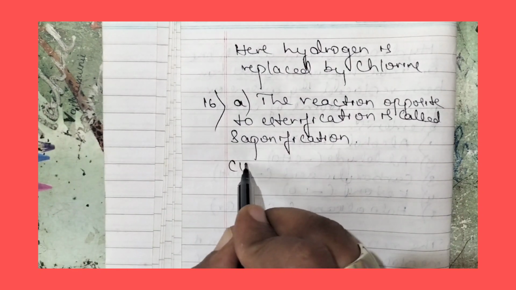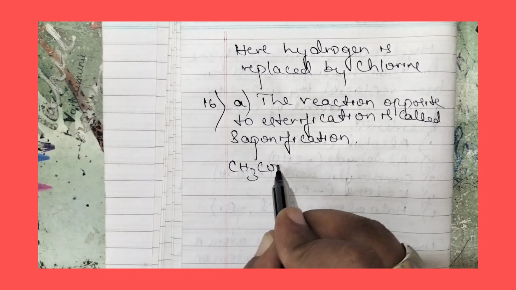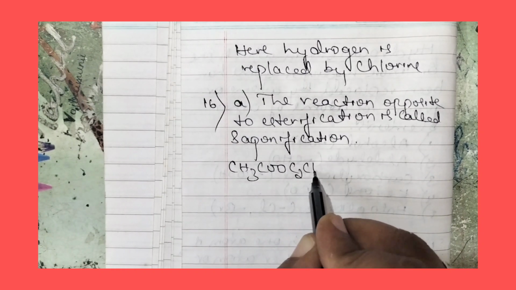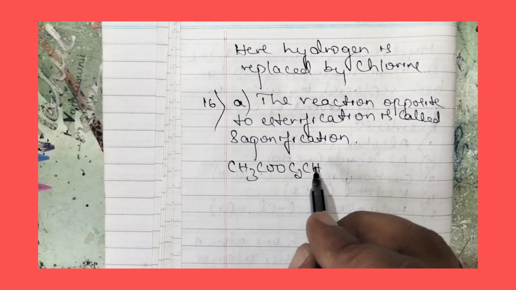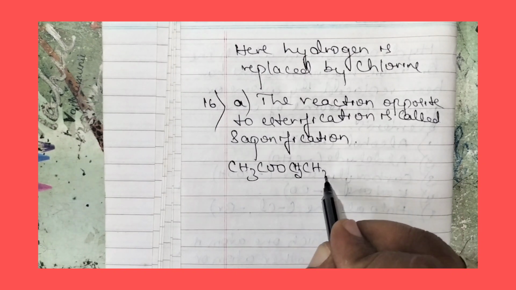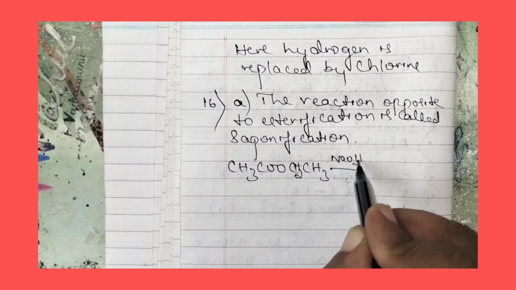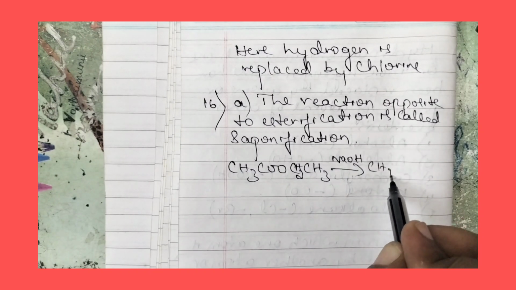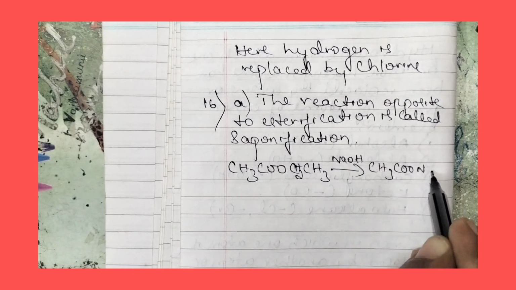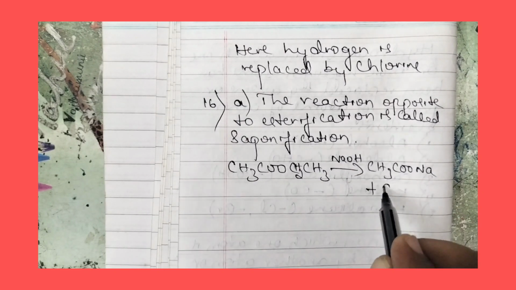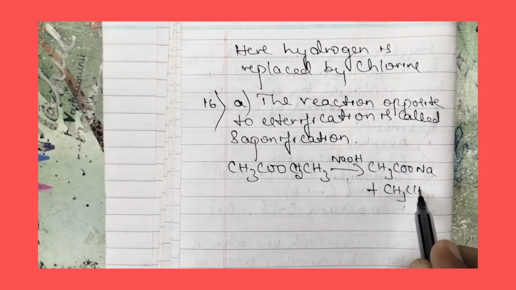That is CH3COOC2H5, or CH3COOCH2CH3, which gives rise, in the presence of NaOH, to CH3COONa plus CH3CH2OH.